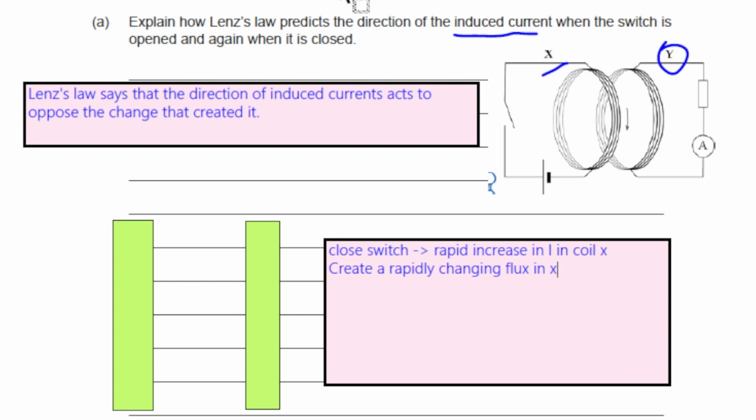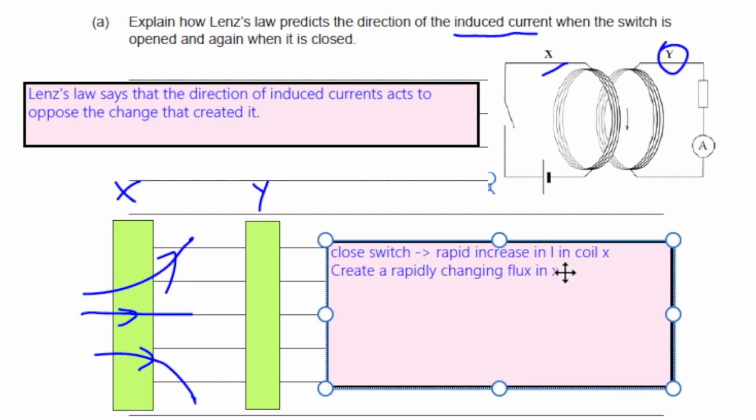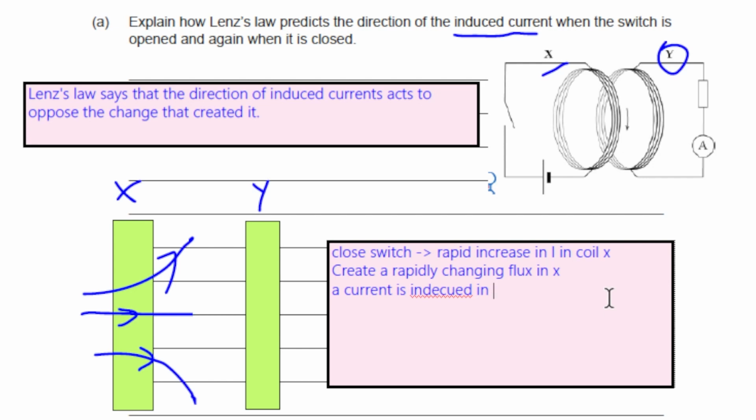As soon as you close the switch, very quickly these field lines will develop through the first of the coils there, like this. Now, obviously there's nothing there before, and we don't know which direction these field lines are in. Well, it doesn't matter. All that matters is that we are building up quickly and rapidly a changing flux in coil X. So that means that Y is sitting in a rapidly changing flux, and therefore in Y we're going to induce a current. So a current is induced in coil Y.